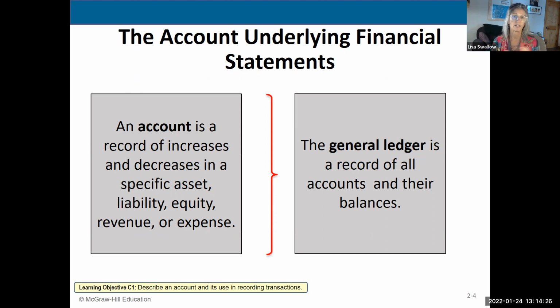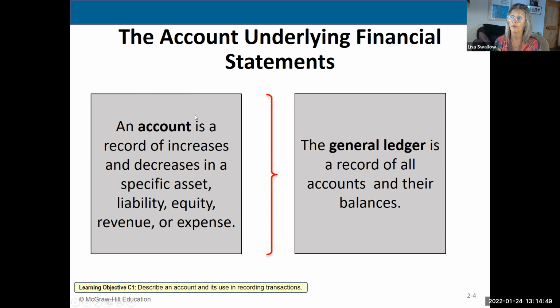And over in the equity section, I have an account called Lisa Swallow Capital. I have an account called Lisa Swallow Withdrawals. I have an account called Consulting Revenue. I have an account called Payroll Expense. So every single one of those items is a separate account.